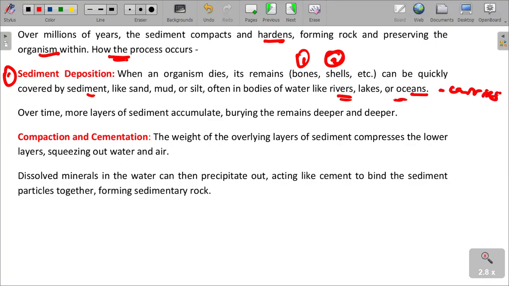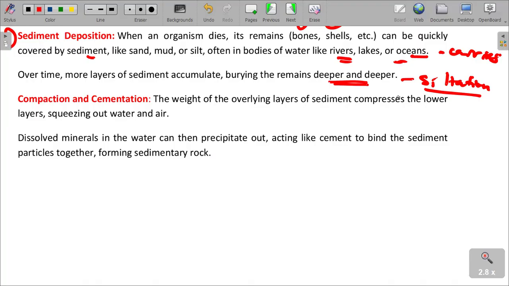They are carried by what? By these rivers, lakes, and so forth. Over time, more layers of sediment accumulate, burying the remains deeper and deeper. I'm sure we remember this as we look at siltation of water bodies, where carried loads are deposited into river reservoirs and water sources, and they normally get buried because of the accumulation of newer and newer sediments as they come in.